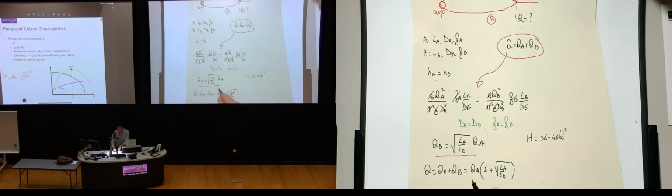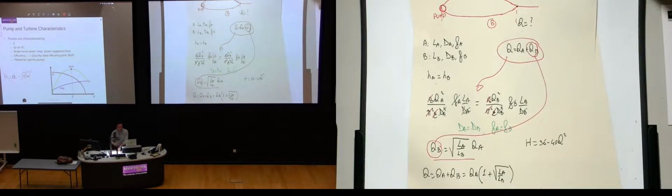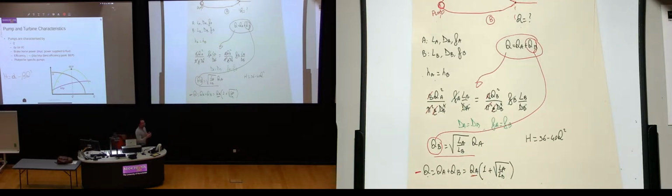Okay. And if I take this expression of QB and I put it here, do you agree that I obtain this one? So the flow rate is expressed just as a function of QA. But in this equation, I know LA, I know LB, I do not know QA, I do not know Q. So I have one equation with two unknowns, I cannot solve it. I have to add another ingredient.